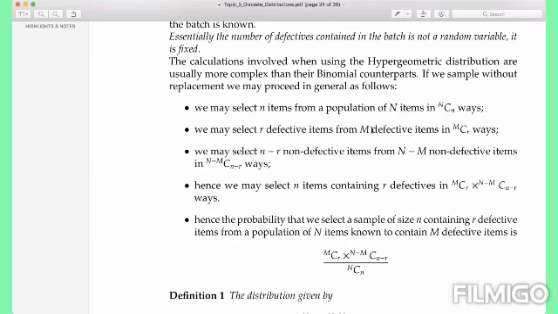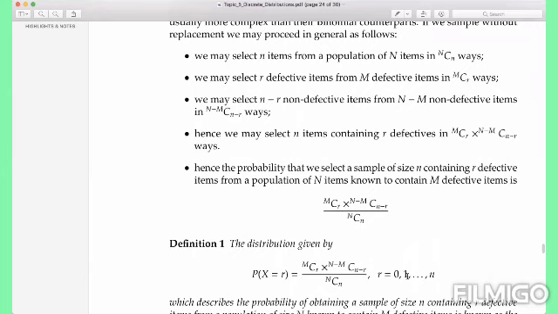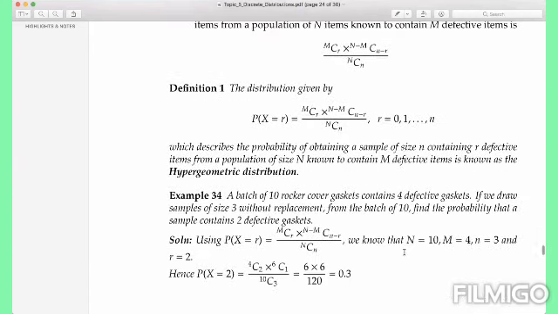If maybe you have m defective items, then these could be the ways, and also the non-defective ones. So the idea here is I'm interested in picking small n out of capital N, but now this capital N has defective ones and non-defective ones. So if I pick x defective ones, then n minus x non-defective ones, over the total. So that's the idea of the hypergeometric.